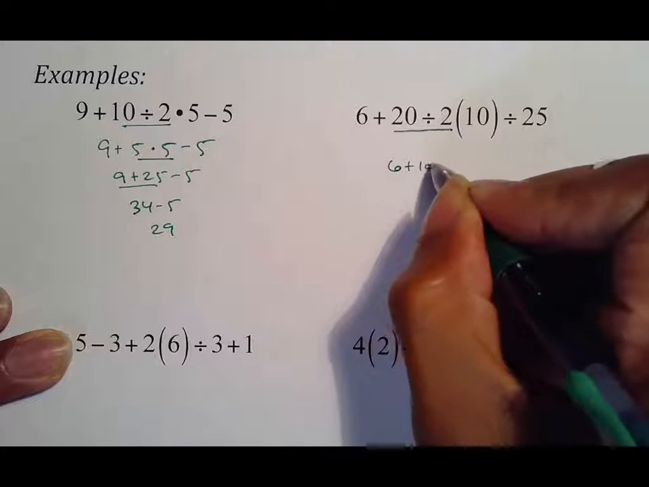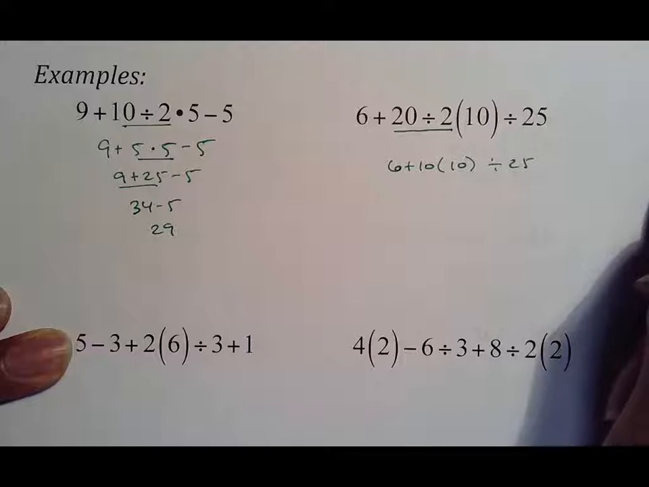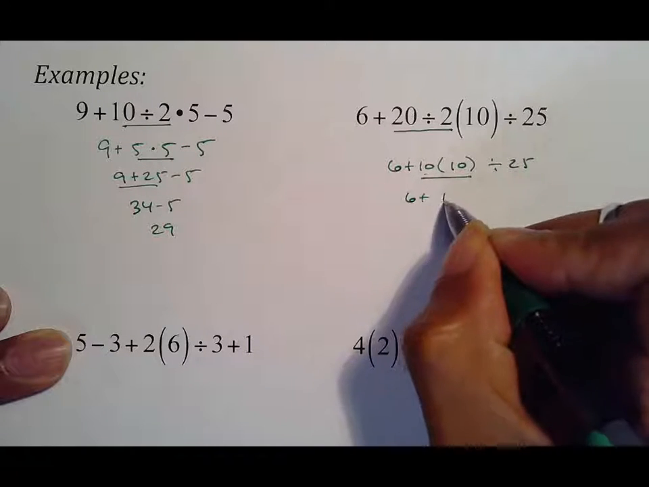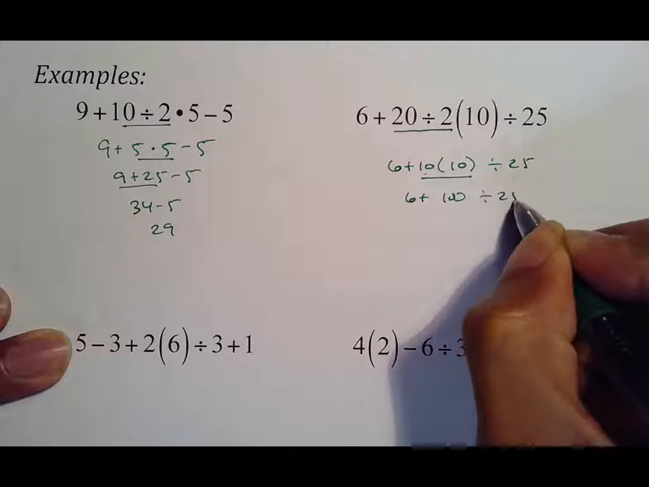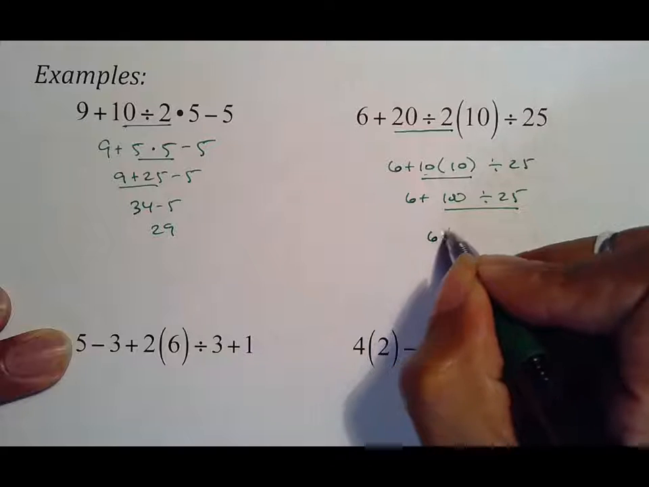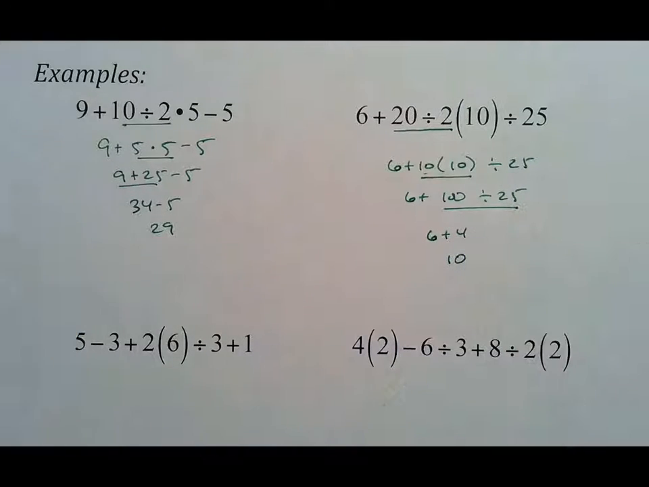6 plus 10, parentheses 10, divided by 25. Who's the first teacher in line? Right here, the multiplication. 6 plus 100, divided by 25. Who's the first teacher in line? Right there. 6 plus 4. Now there's only students. Answer your question.